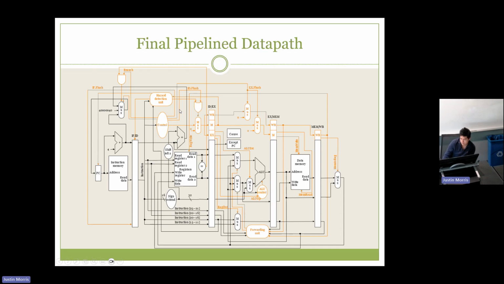So this is our final pipeline data path with all of our components, all of our multiplexers. And here we can see our branch logic to detect if they're equal or not. We moved this adder that calculates our branch target address from the execute stage up here all the way to decode over here. So this is something that you should know very well, right?